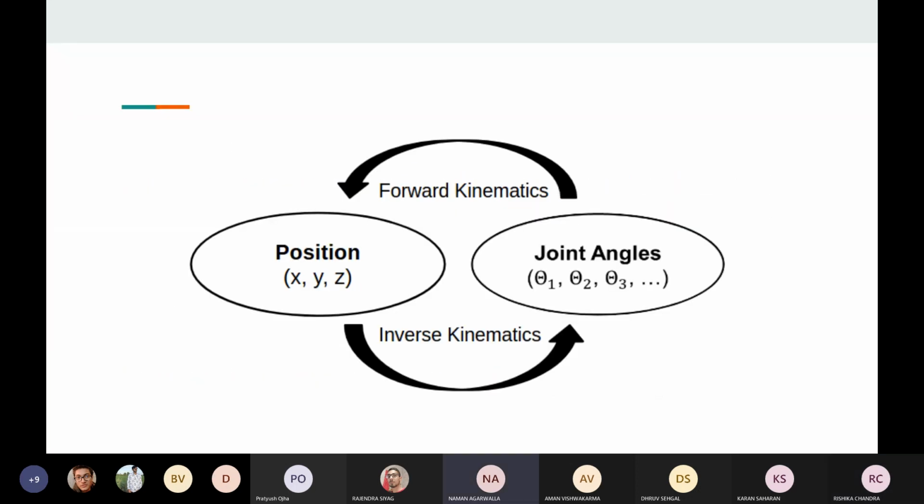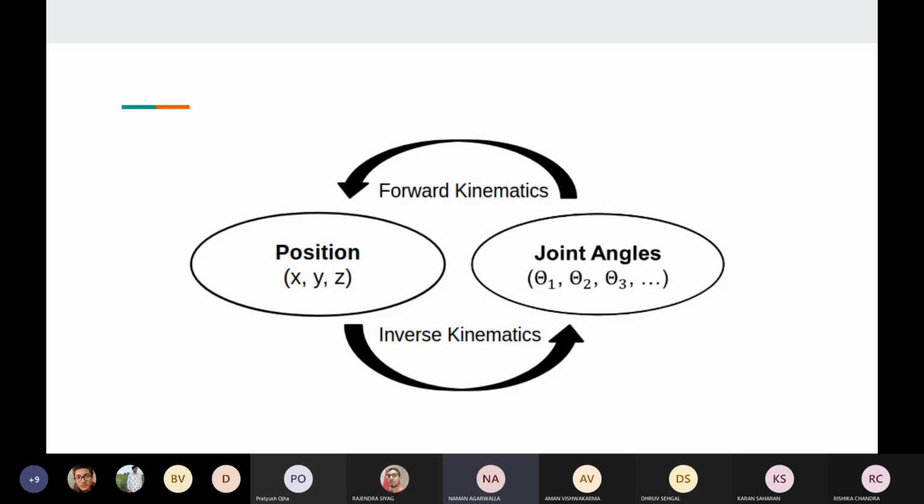Let me come back to the classification of kinematics. In kinematics, we have two classifications: forward kinematics and inverse kinematics. In forward kinematics, we are given certain parameters called joint angles, or joint variables, and using those we calculate the position or coordinates of the end effector. The reverse of that is inverse kinematics. We are given the position or coordinates of the end effector, and we calculate the joint variables.